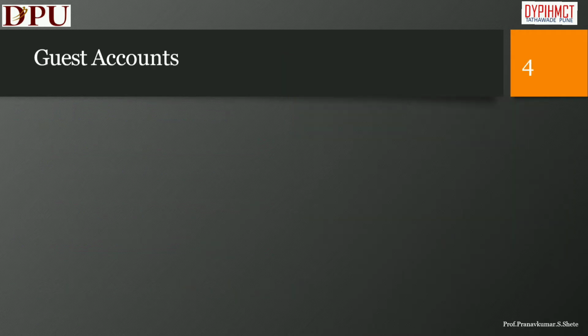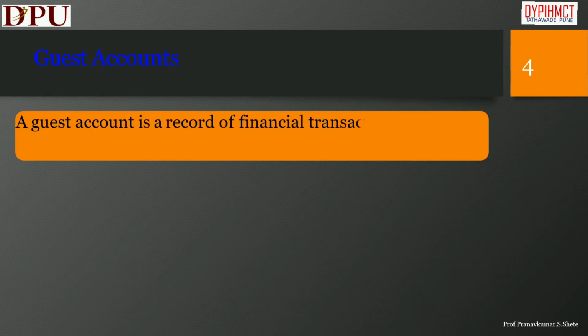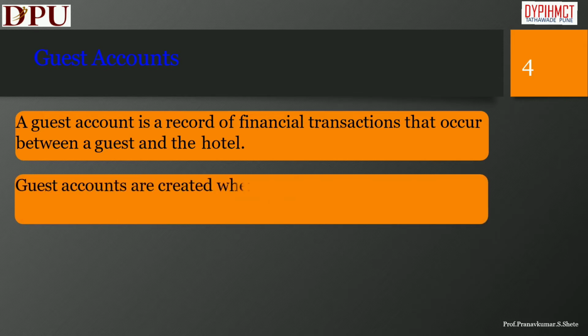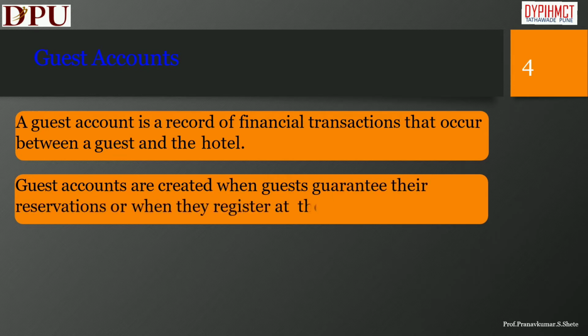There are basically two types of accounts that are maintained by the hotel front office. Guest account. The guest account is our record of all the financial transactions that occur between the hotel and the guest. It includes the room rent, taxes applicable, food and beverage bills, use of laundry services, etc. Guest accounts are created when guests guarantee their reservations or when they register at the front desk. Usually when the guest gives an advance payment for confirmation of his booking, an account is created, or when a pre-authorization is taken from the guest credit card or billing company, an account is created by the hotel front office.